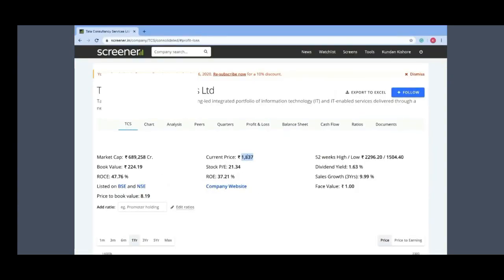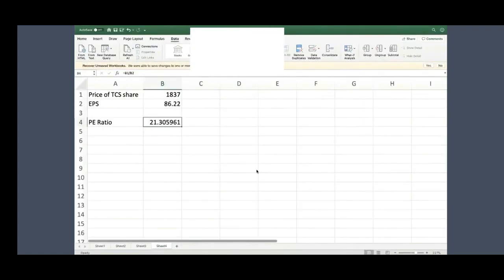So even stock PE is something which Screener is also displaying to you, but the idea is you always have to understand it from your own methods.